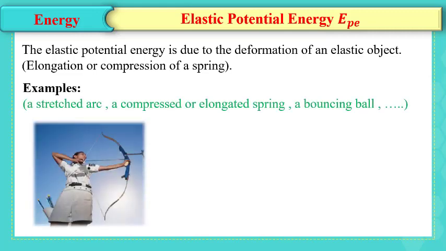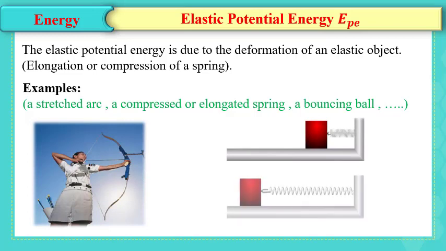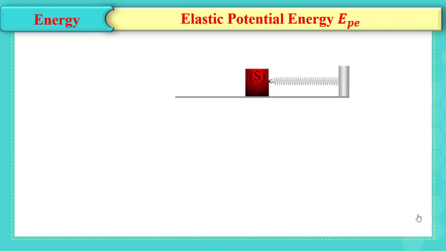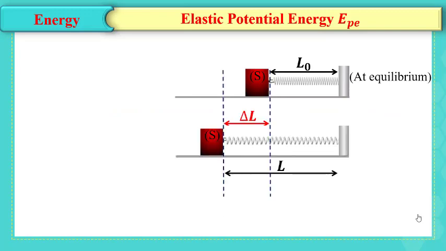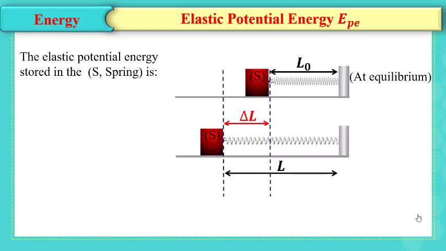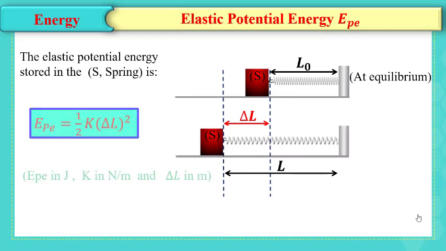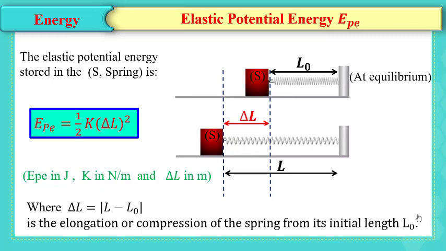Examples like a stretched arc, a compressed or elongated spring, or a bouncing ball. Consider a spring at equilibrium of length L0 elongated to a length L, where delta L is the elongation of this spring. The elastic potential energy stored in the system is given by the relation half K delta L squared, where EPE is given in joules, K is the stiffness of the spring given in Newton per meter, and delta L in meters. Delta L is the elongation or compression of the spring from its initial length L0.